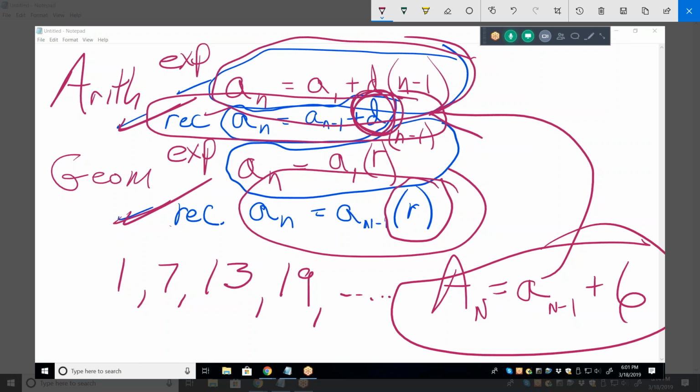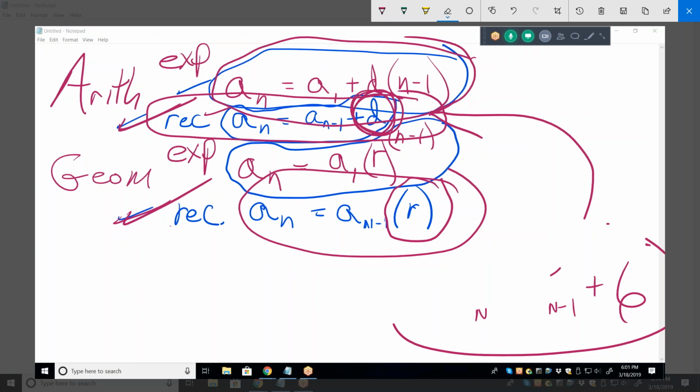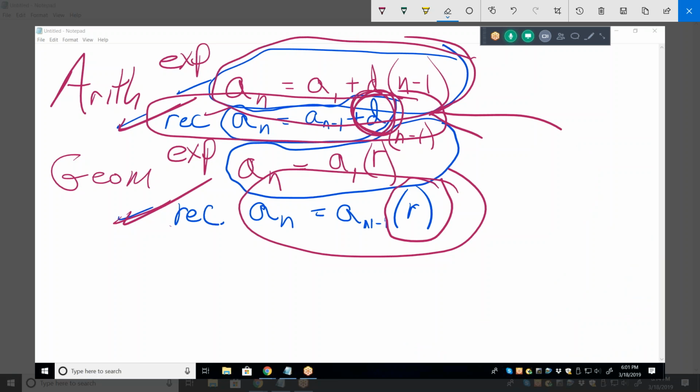Okay, that's easy. This should be little a. I don't mean to use capital A and little a to mean different things there. How about another one? You can see that these are pretty easy as long as you know those 4 formulas there. Just plugging them in. What's the next sequence?